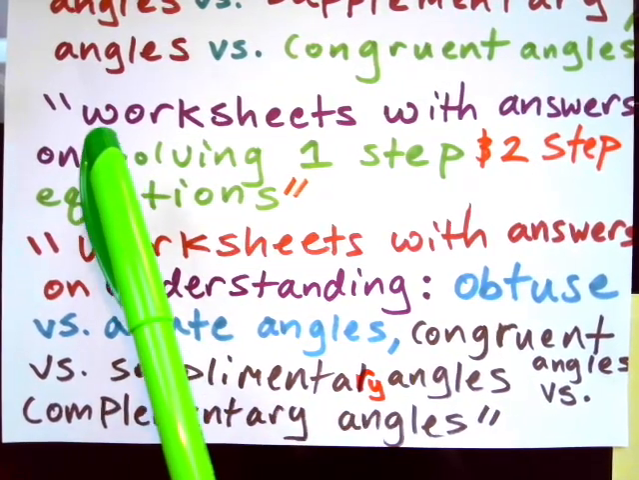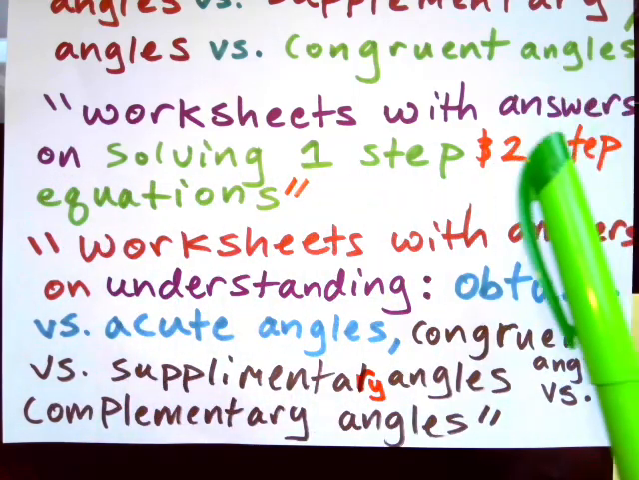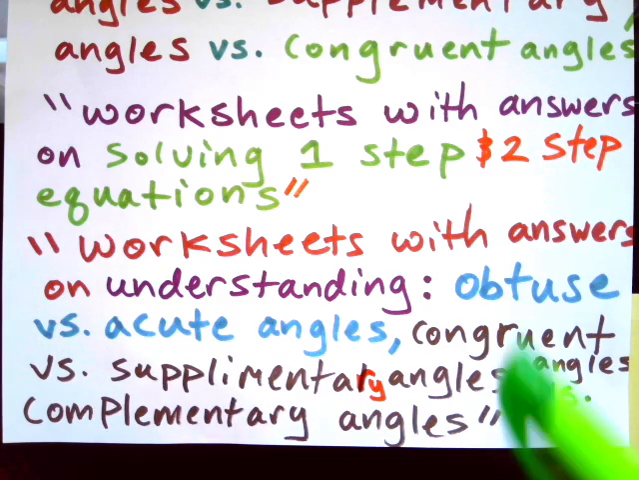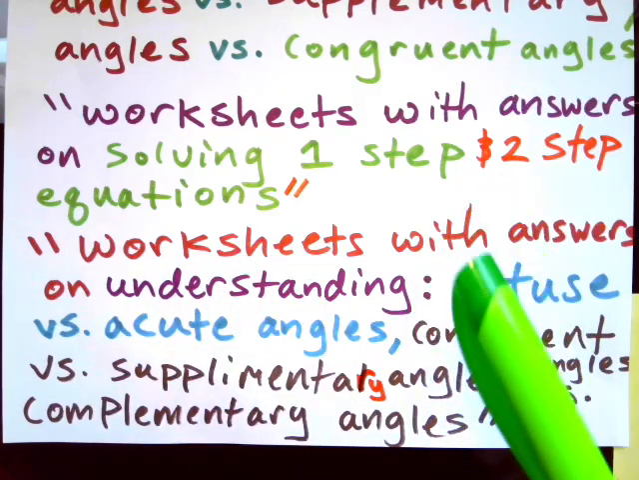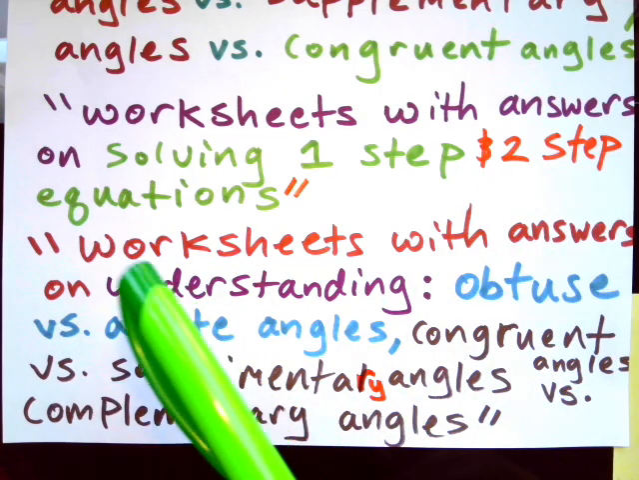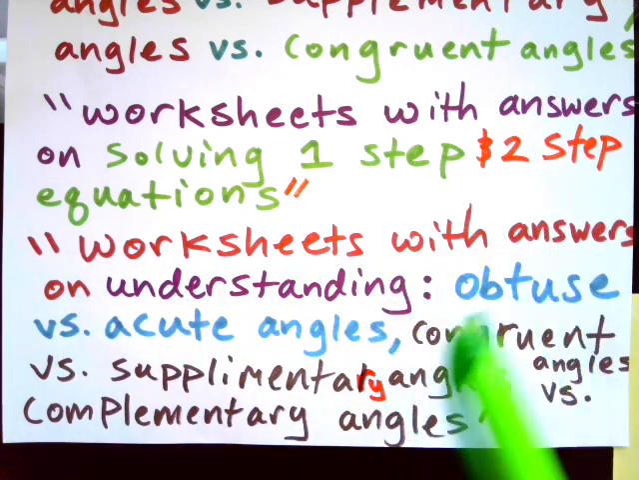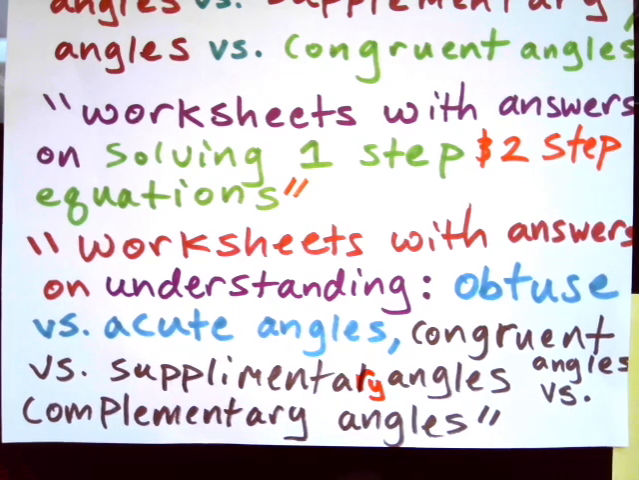Some of the other searches you can do are worksheets with answers on solving one-step and two-step equations. Again, you want the answers because you want to know if you're doing it right or wrong. If you're doing it right, you just keep doing it right. If you're doing it wrong, go back, look through your steps, find your mistakes, learn from it, and keep practicing. You're going to get better and better, I promise you. Another search: worksheets with answers to understanding obtuse versus acute angles, congruent angles versus supplementary angles versus complementary angles.